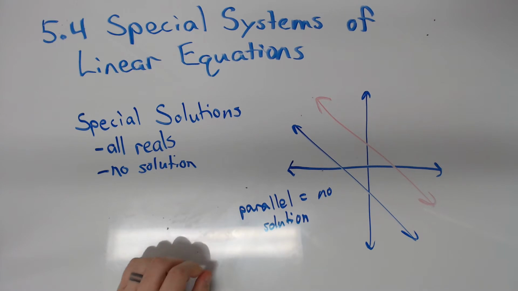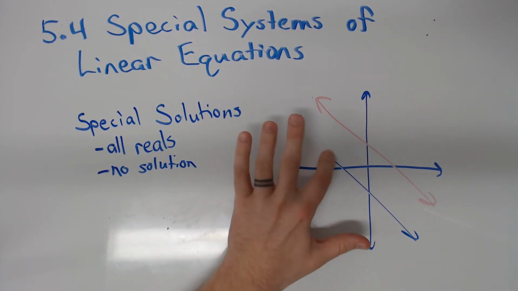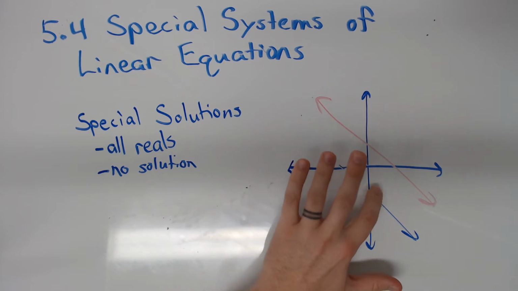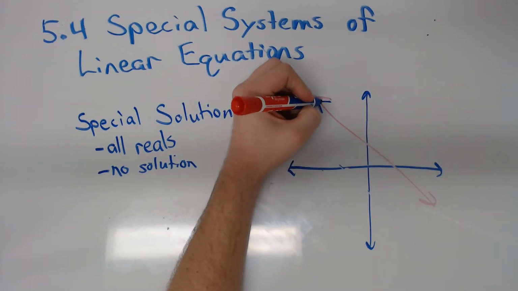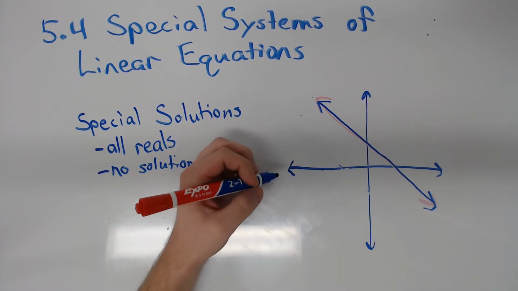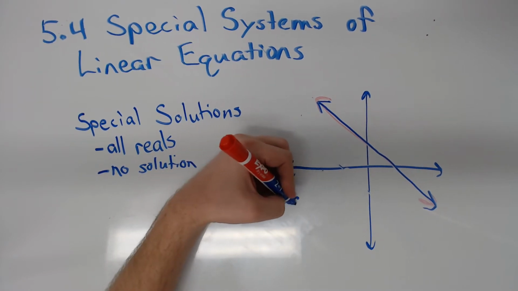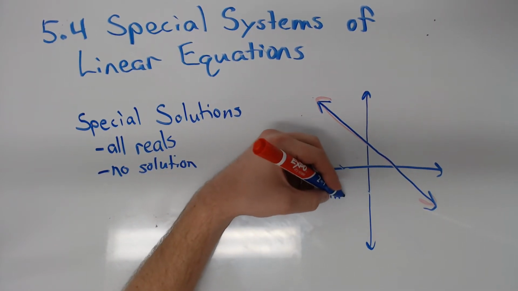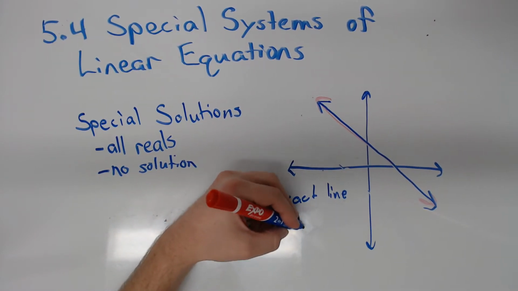And then we've got another situation similar to parallel lines, but they're actually stacked on top of each other. So this blue line and this red line are the same line, which means they're intersecting at every point. So the same exact line is going to give us all real numbers.